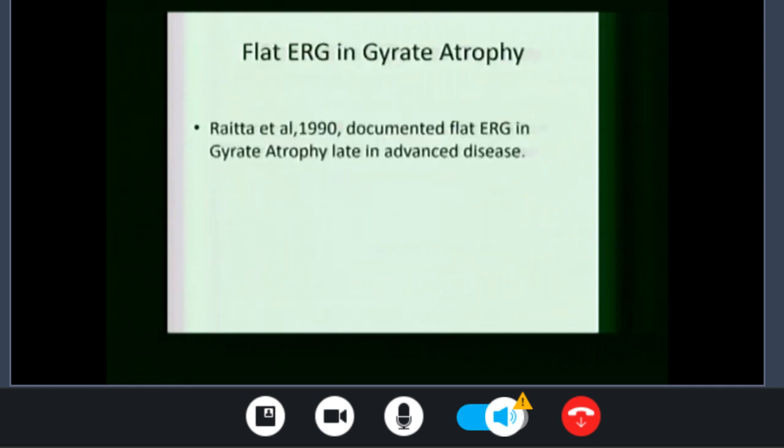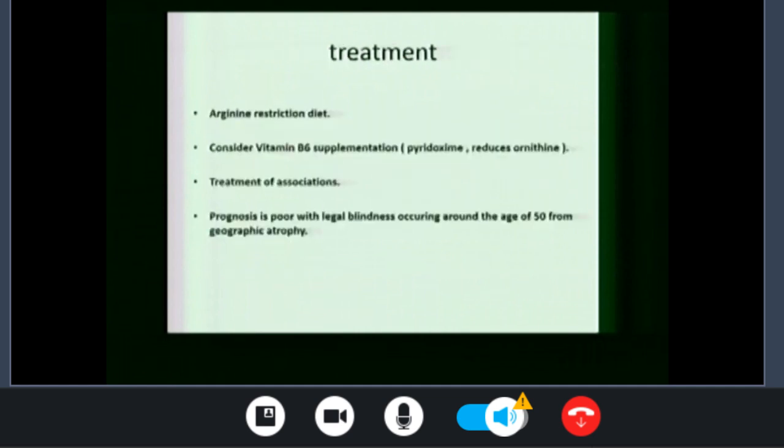Flat ERG in gyrate atrophy: Reta et al. documented flat ERG in gyrate atrophy late in advanced disease. Treatment is arginine restriction diet, consider vitamin B6, and treatment of associations. The prognosis is poor with legal blindness occurring around the age of 50 from geographic atrophy.